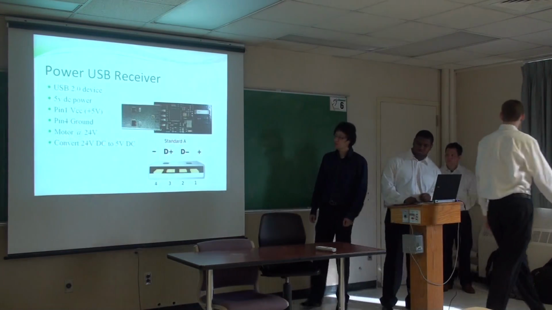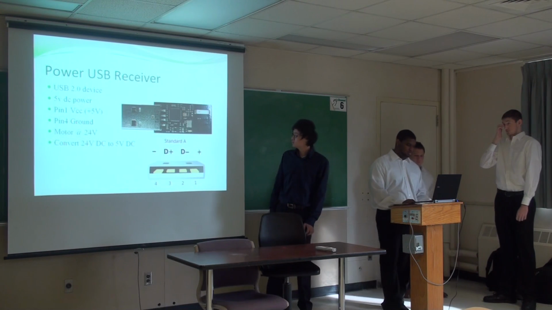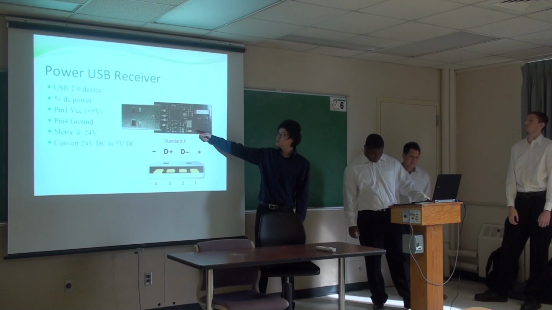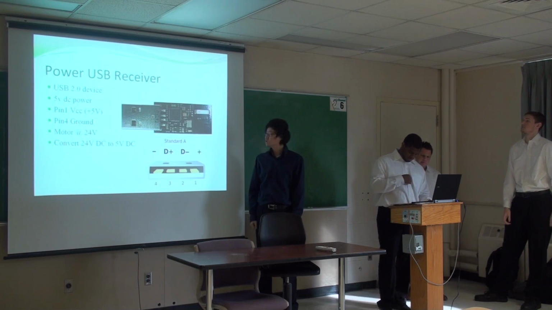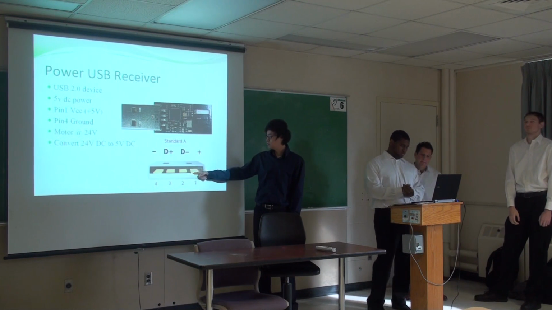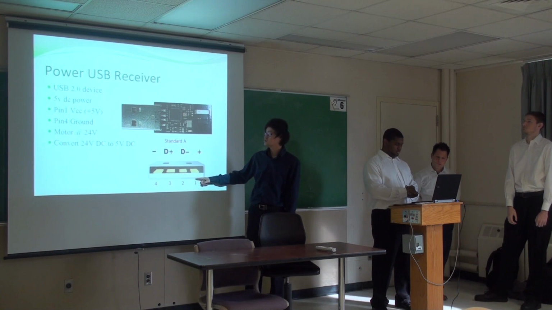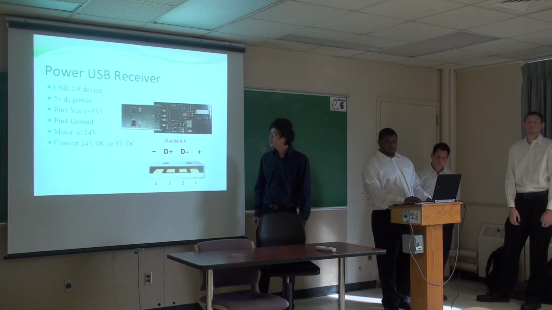Thanks, Alex. My name is Hao Tian. I'm the webmaster of Team 9. I'm going to talk about how to power our receiver. We are using a USB 2.5 receiver, so it needs power of 5 volt DC. This is a picture of the USB port. Pin number 1 is connected to the positive 5 volt, and pin number 4 is connected to the ground.